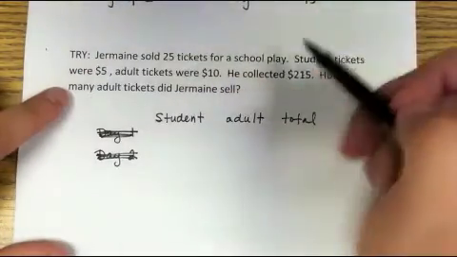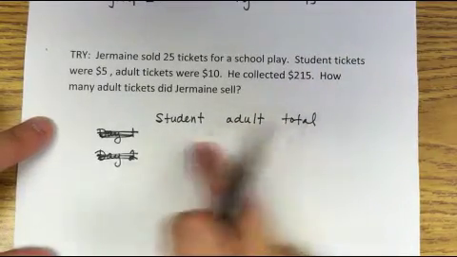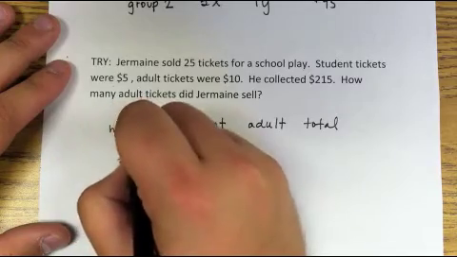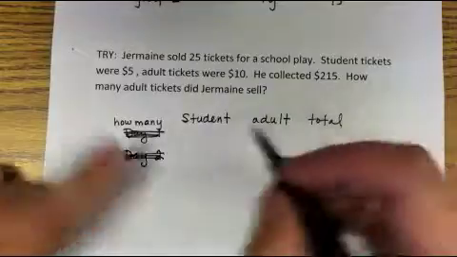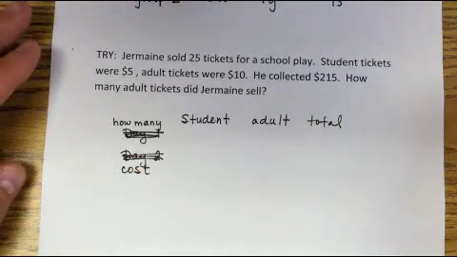Right. We don't have here the how many part. Did they tell you how many student and how many adults they had here? No. So I'm going to clearly label that how many. Sorry about that. Okay, and then the bottom one will be the cost, because they do give us that information.